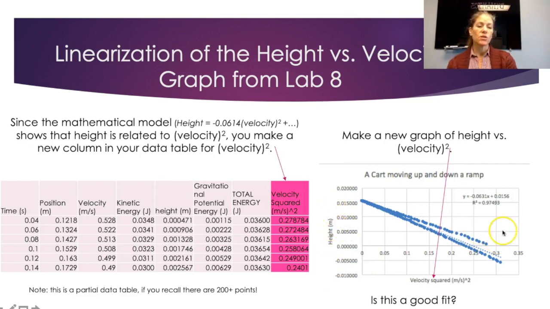When we do this, notice again what a great linear fit we get. Yes, we have slightly different trend lines for each half of this motion, but it's really close enough. We get this 0.99 value for our r squared value, telling me that velocity squared is directly related to the height.